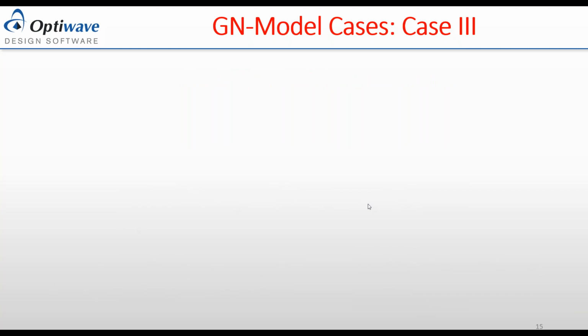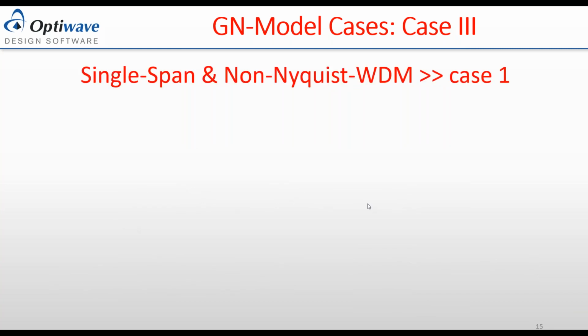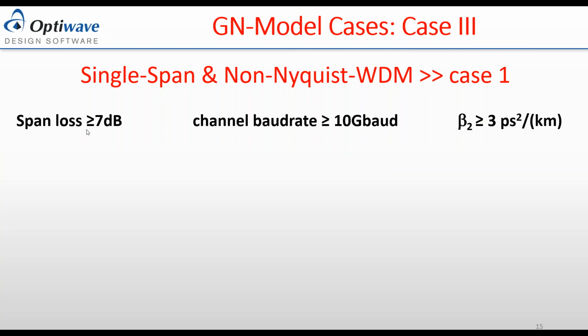Now, the third case in the GN model is where we have a single span and a non-Nyquist WDM transmission. So again, the channel bandwidth doesn't equal the baud rate in this case. We have two cases here. The first case is when the span loss is more than 7 dB, so over 35 kilometers of single mode fiber at 0.2 dB per kilometer loss, and the channel baud rate is more than 10 gigabaud. And we assume here that beta 2 is 3 picoseconds squared per kilometer.